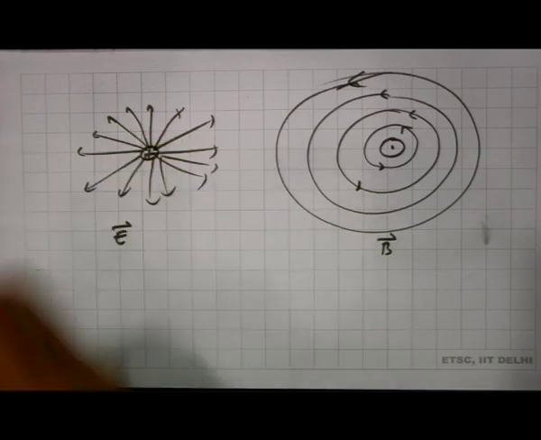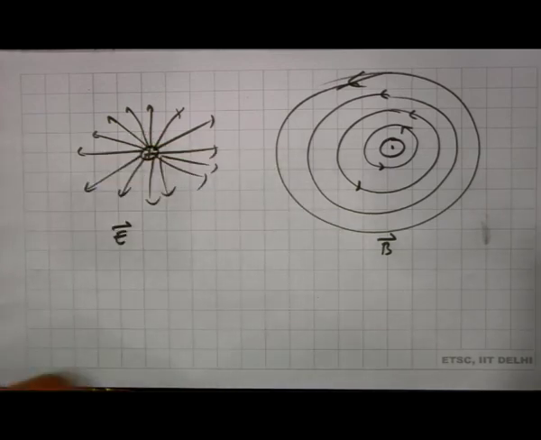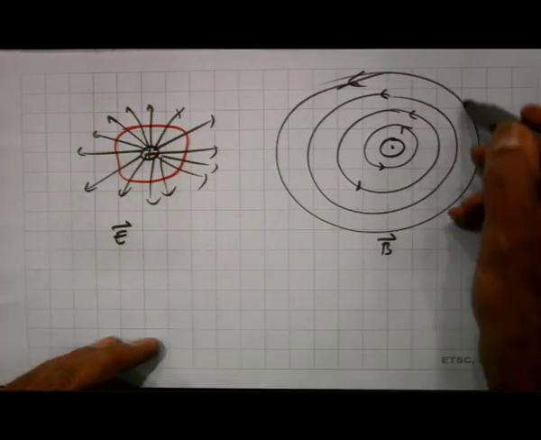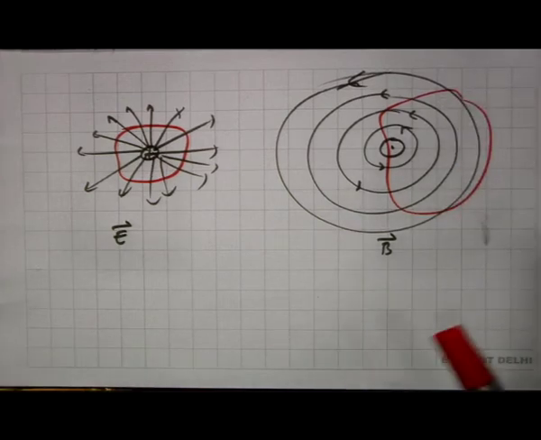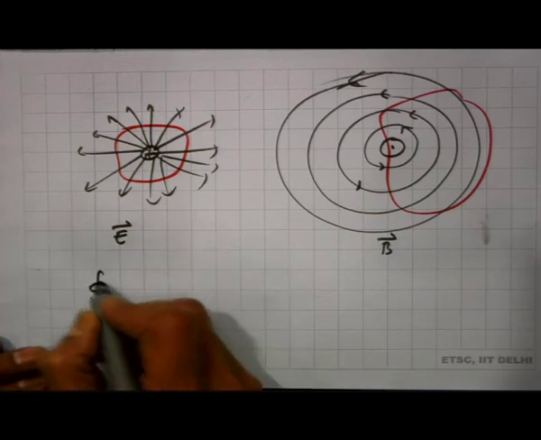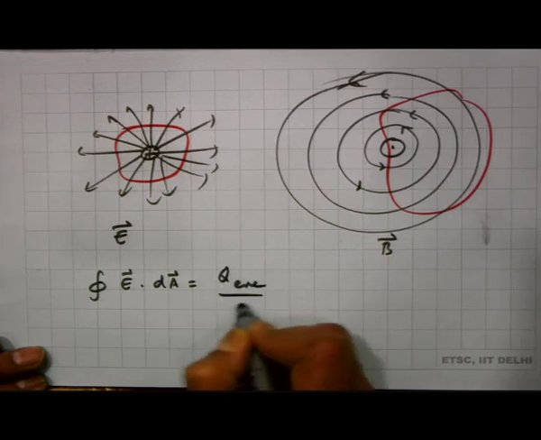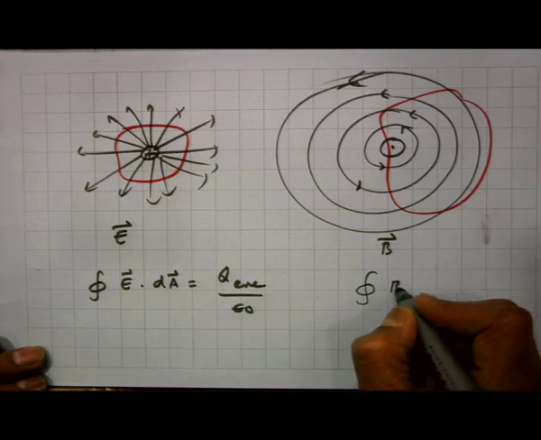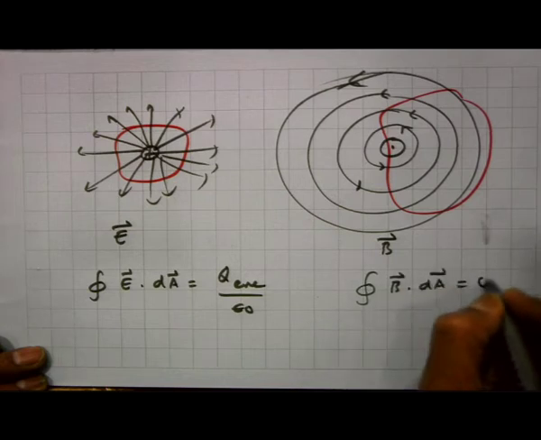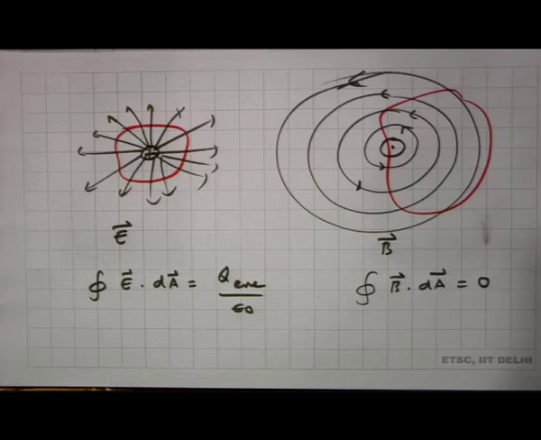Here, if you take a closed surface which encloses the charge, suppose I take a closed surface like this, I will get a finite flux. If you take any closed surface here, you will get 0 flux, because as many lines are crossing in as they are getting out of the surface, and so the net magnetic flux is always 0, and that is Gauss's law. That is because there are no individual magnetic charges. So, here you have integral E dot dA is equal to q enclosed by epsilon 0, and here you have integral B dot dA equal to 0. There are no magnetic fluxes.